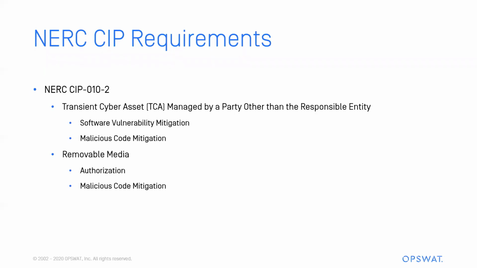There are two areas that you need to be aware of for those types of assets: software vulnerability mitigation and malicious code mitigation. And as far as removable media, it doesn't matter if it's your removable media or someone else's. If it's coming in and touching a BES cyber asset, particularly for CIP-010, high or medium impact BES cyber systems, those media have to be authorized, and you also have to have some type of malicious code mitigation steps for removable media that touches or is hooked into your BES cyber systems at the high or medium impact.